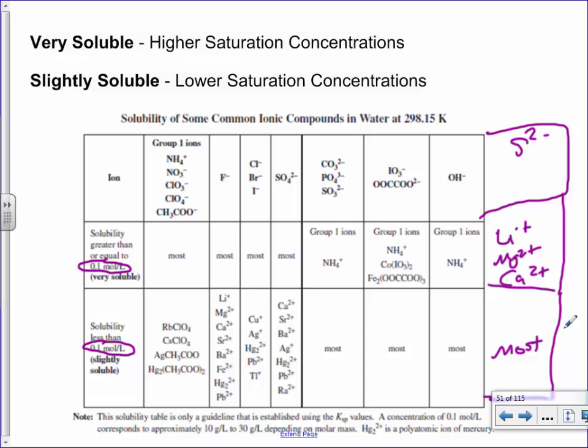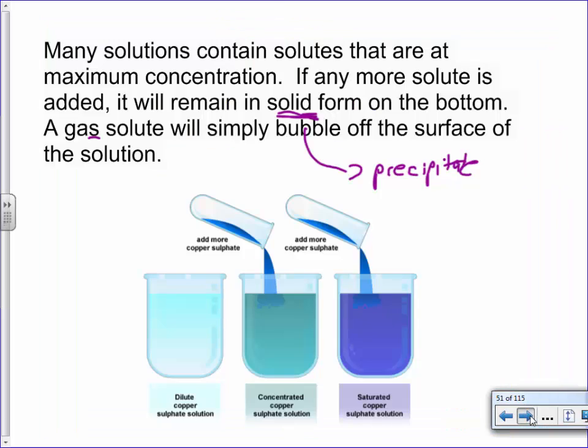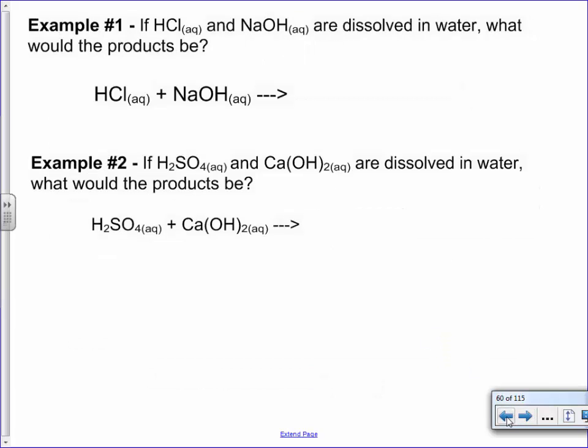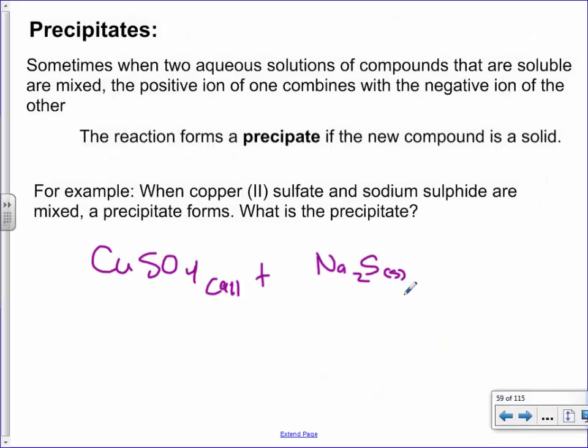So would sodium and sulfide be solid or aqueous then? That's magnesium, Mg 2+. So I'd expect that to be solid then. Okay, what forms then? What sort of reaction forms? What do we call this kind of reaction? Double replacement? Does that make sense?